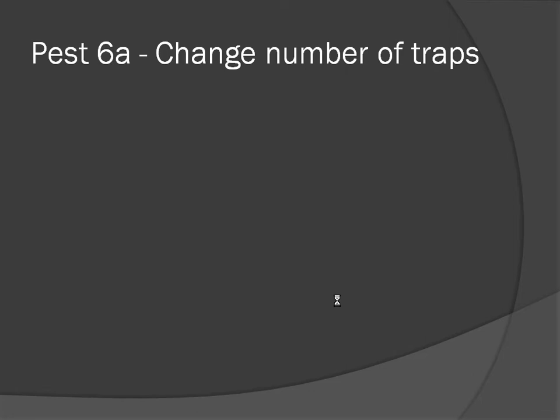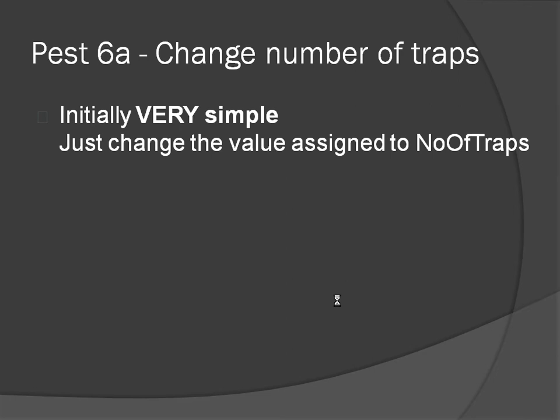We're on the 6th Pest, which is basically looking at all the different ways we can change difficulty, and this is one of them. Looks really simple. All we've got is a constant. We change the value assigned to that constant, number of traps, and we should be able to change the number of traps. There is a couple of small problems.